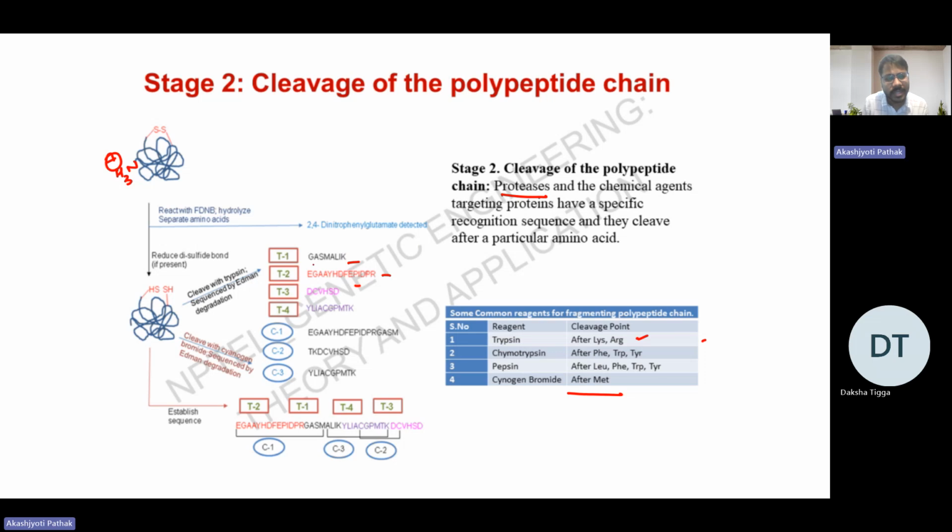So you have this GASMALIK. This is glycine, alanine, serine, methionine, alanine, leucine, isoleucine, and lysine residues. You will get a peptide fragment with this amino acid sequence. You will get a peptide sequence which may be present between this peptide sequence and this peptide sequence. Okay. So you will get in between this. You will get other sequences which will have this particular amino acid sequence.